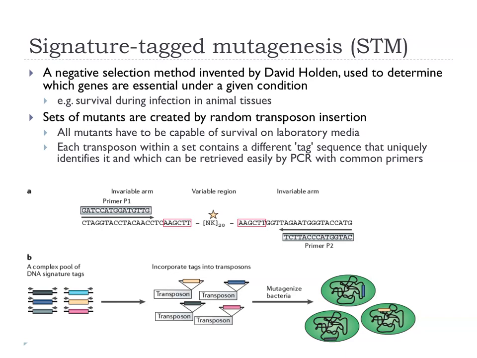As I said yesterday, how you define virulence is something of a philosophical issue, a fuzzy issue. But let's say you wanted to define virulence as survival during infection in animal tissues, and that things that contributed to survival in animal tissues you'd call virulence factors.